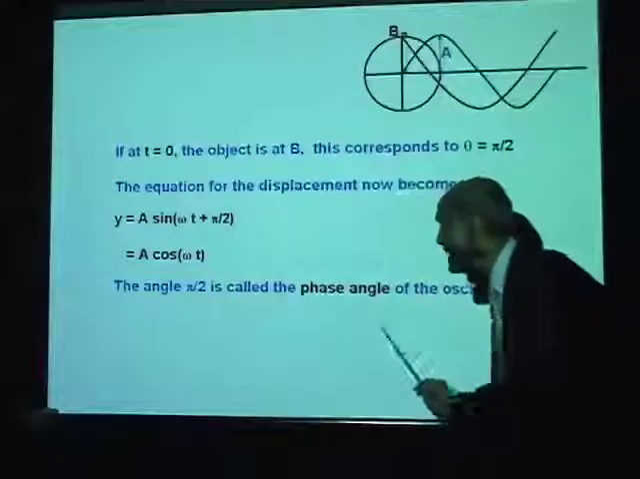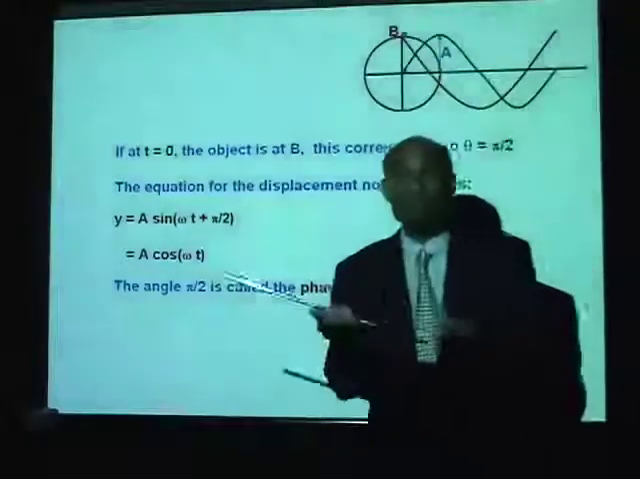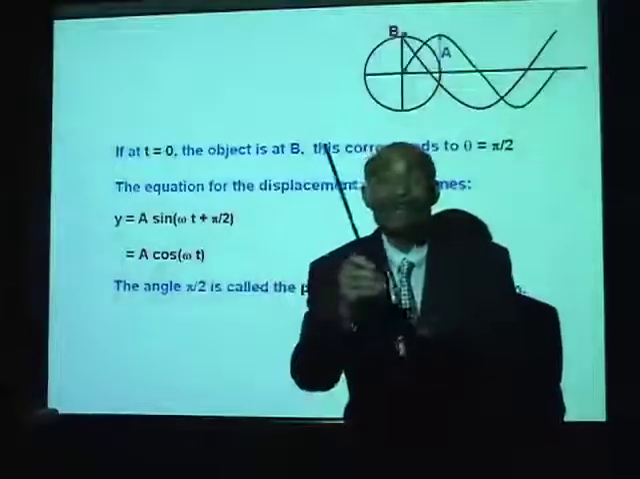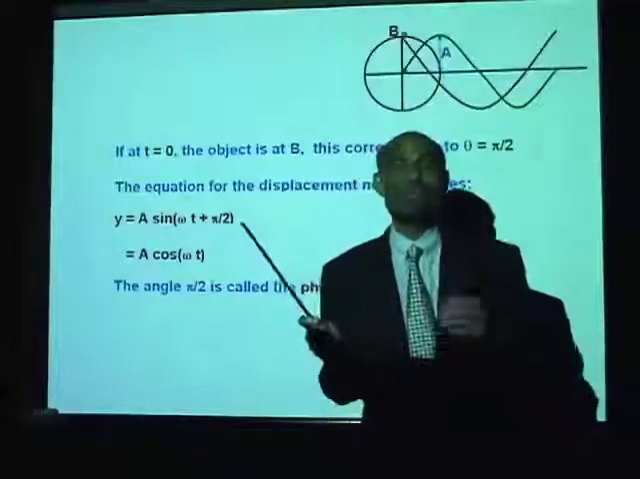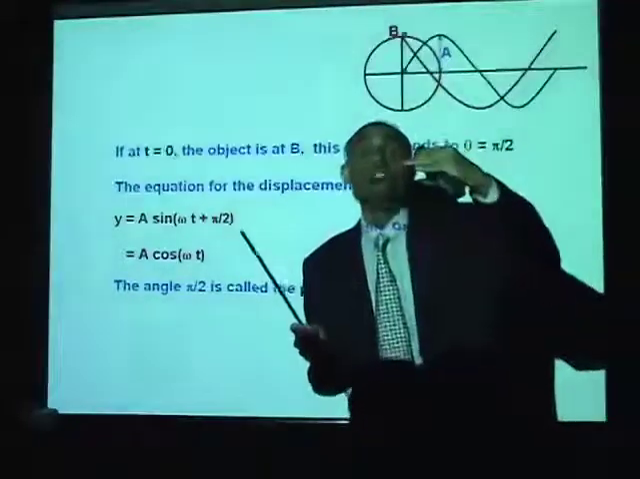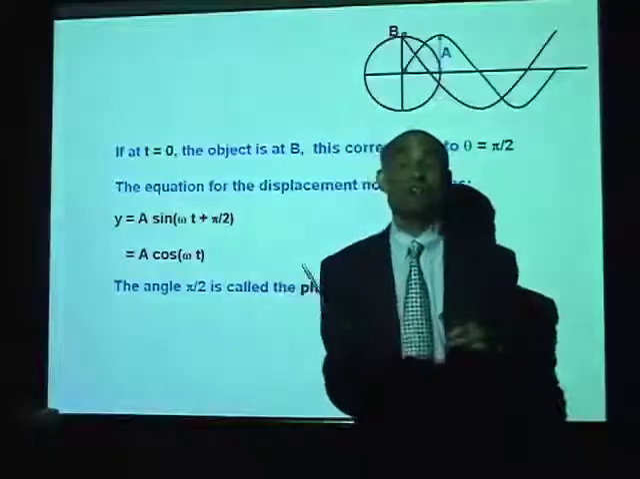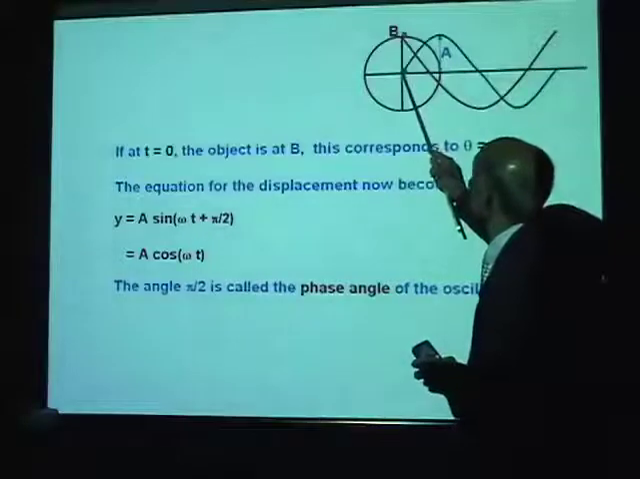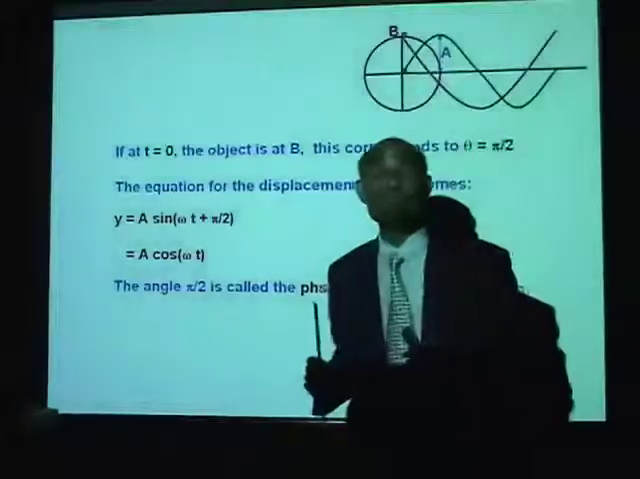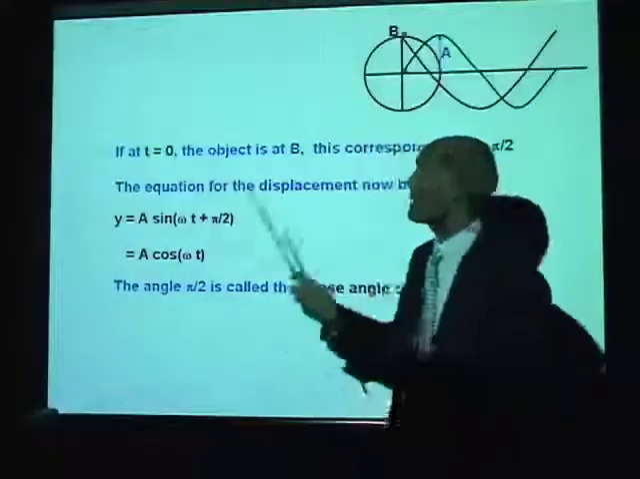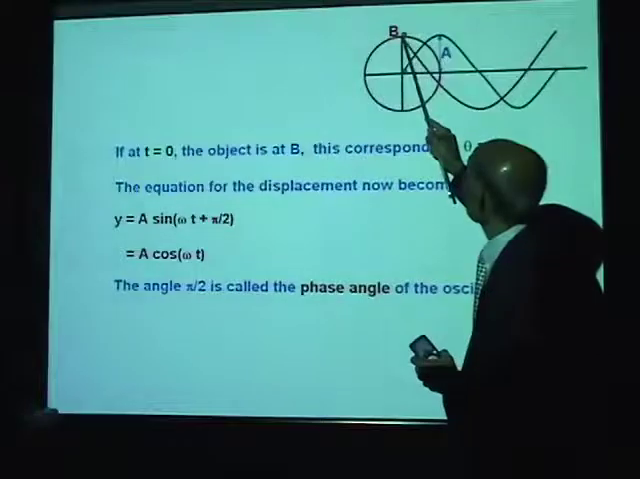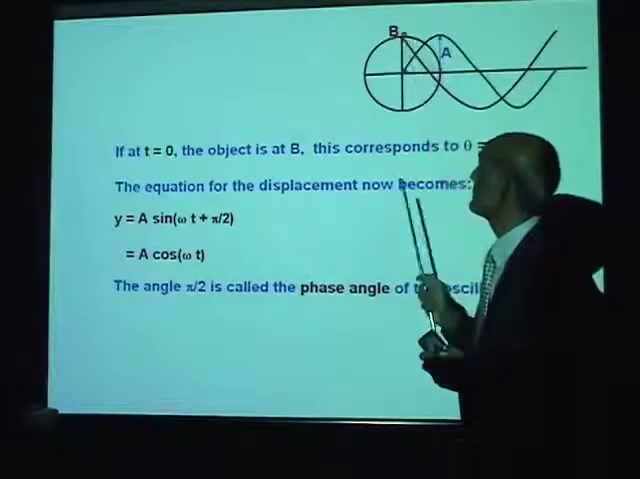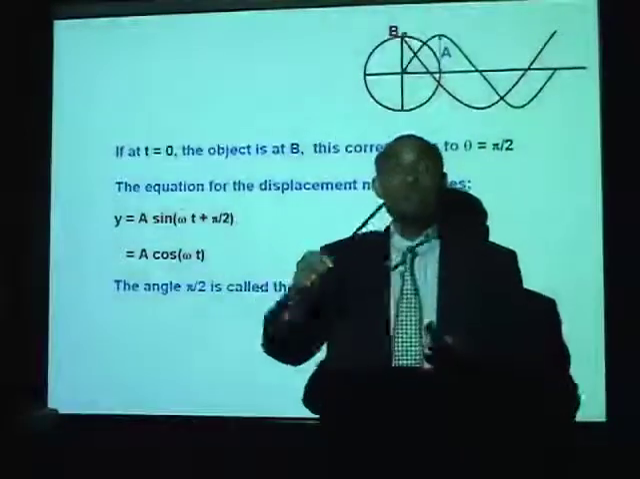So what does the phase angle tell you? The phase angle is an indication of the initial condition. Where was the oscillating object when you started the clock? What will be the phase angle for this oscillation? We started the clock when the object is at the origin. The phase angle will be 0. What is the phase angle for this oscillation? You started the clock when the object is at B. The phase angle is pi/2.